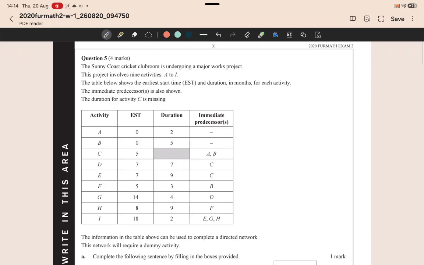The Sunny Coast Cricket Club Room is undergoing a major works project. This project involves 9 activities, A to I. The table below shows the earliest starting time and the duration of each activity in months. So the immediate predecessor is also shown, and this is the column for the immediate predecessor of the activities given here.